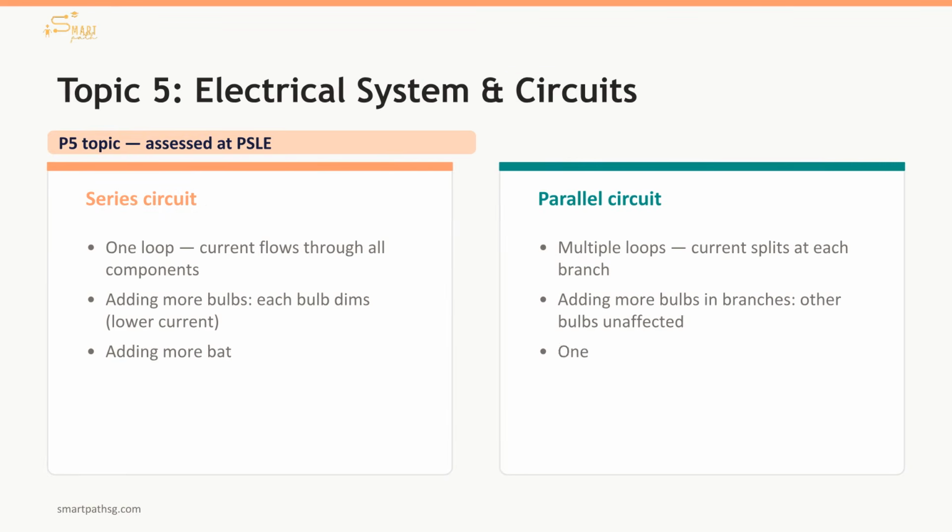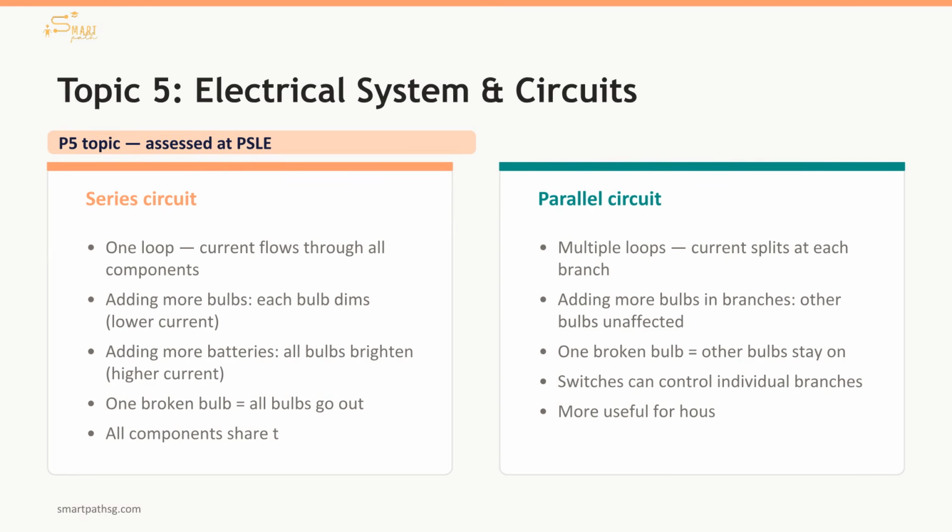Circuits are tested heavily in Booklet A MCQ. You must know the effect of adding or removing batteries and bulbs in both series and parallel. The key difference: in series circuits, current flows through one loop. Breaking one component breaks the whole circuit. While in parallel circuits, current splits and other components remain unaffected if one branch breaks. This is why parallel circuits are used in households.